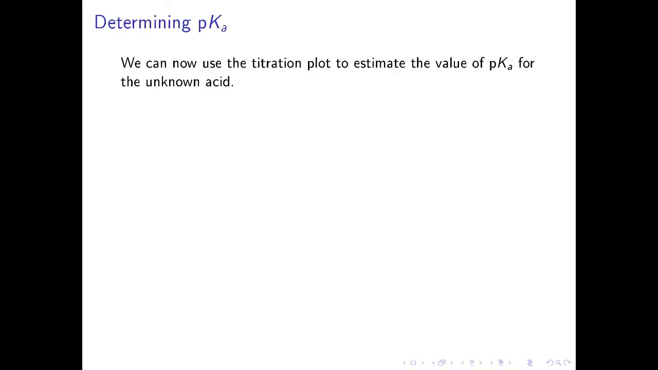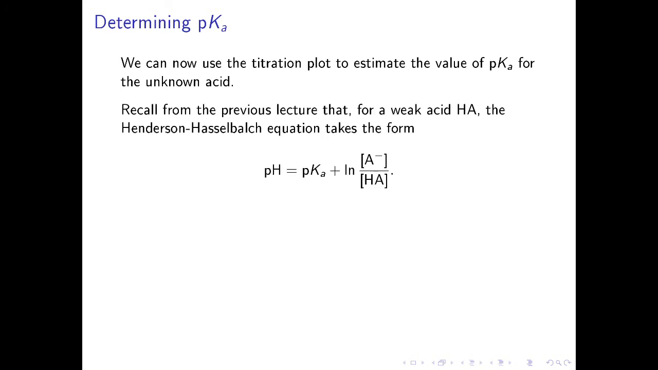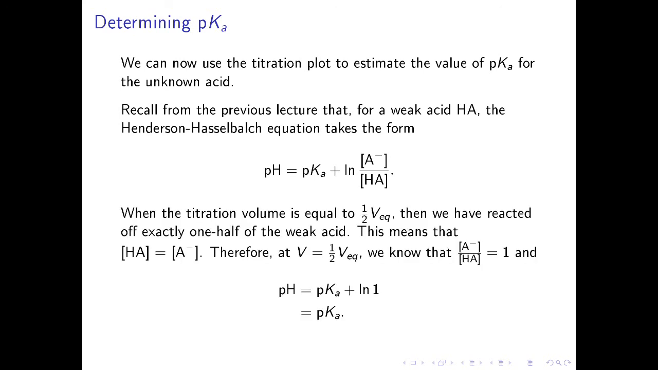We are now ready to determine the value of pKa for our weak acid. We need to return to the titration plot to do this. Recall from the previous lecture that when we have a weak acid, HA, the Henderson-Hasselbalch equation takes the form pH equals pKa plus the natural log of the ratio of the concentration of A minus to the concentration of HA. When the titration volume is equal to 1/2 VEQ, then we have reacted off exactly 1/2 of the weak acid. As a result, the concentration of HA is equal to the concentration of A minus at this volume.